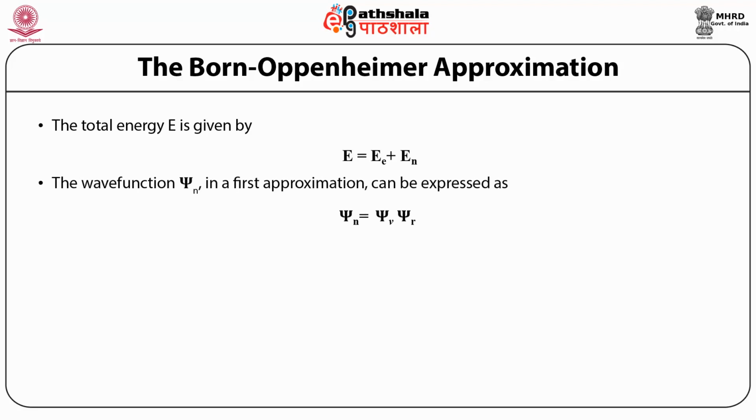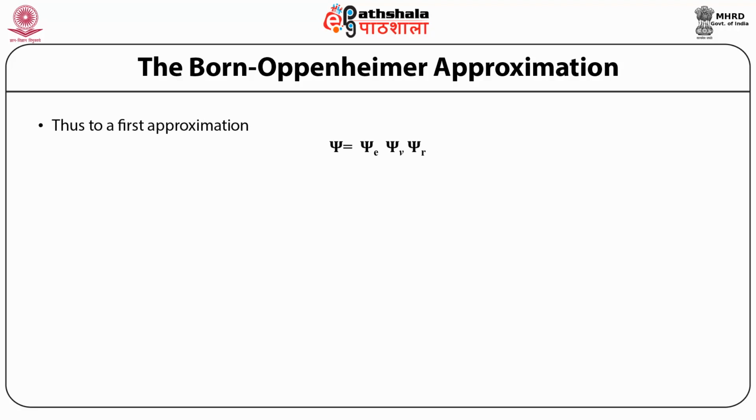The wave function psi_n in a first approximation can be expressed as psi_n is equal to psi_v psi_r, where psi_v is the vibrational eigenfunction of a linear oscillator. Thus, to a first approximation, psi is equal to psi_e psi_v psi_r.